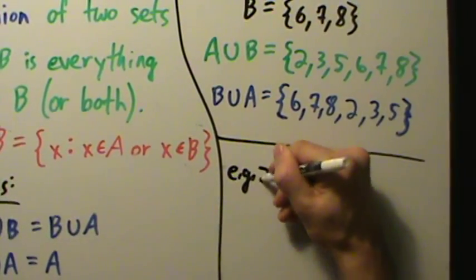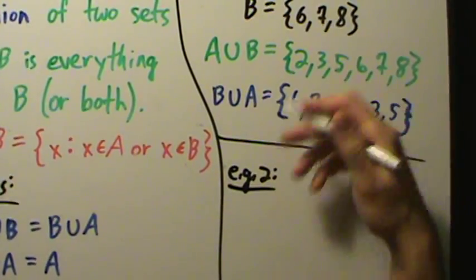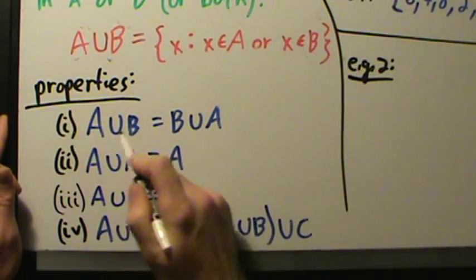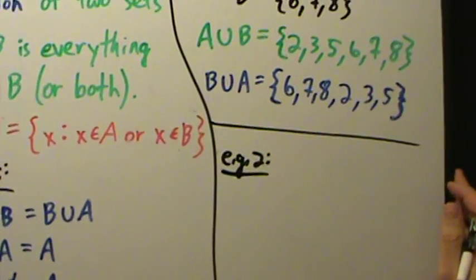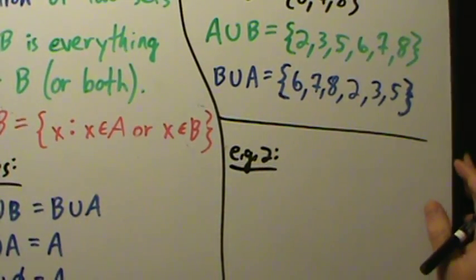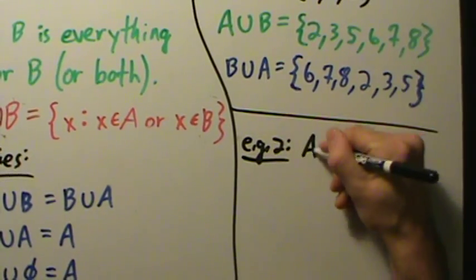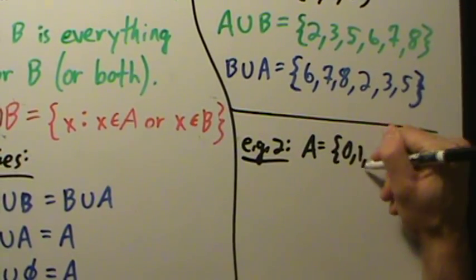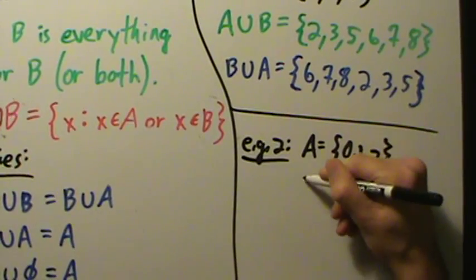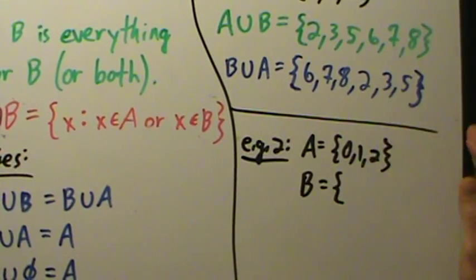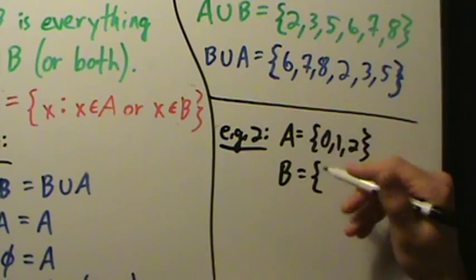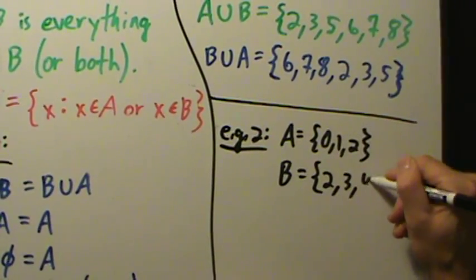Okay, how about example 2? Let's take a look at this. And again, this just illustrates this first property here. A union B is the same thing as B union A. Okay. Example 2, let's say we have A equals 0, 1, 2, and B equals the set 2, 3, 4.